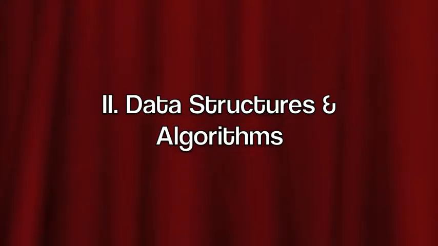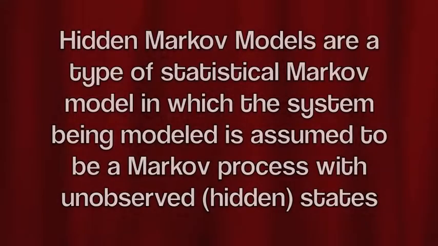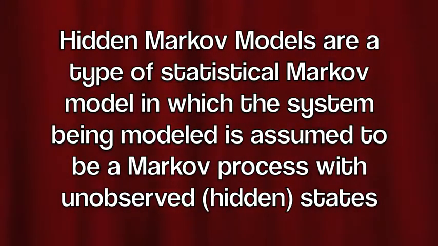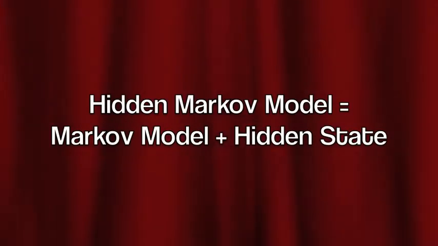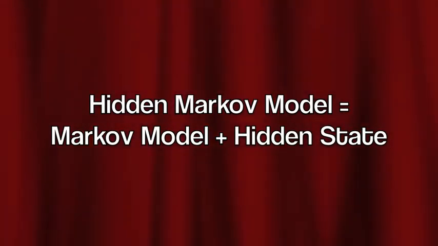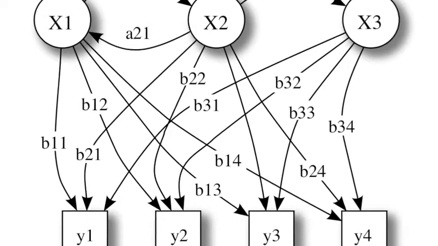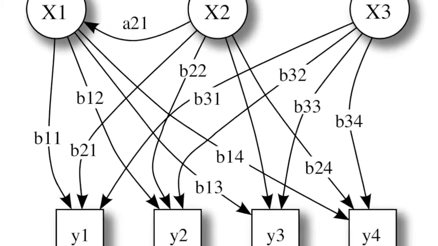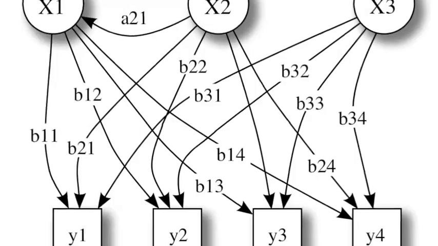So first, a little explanation about what our chosen data structure is, the hidden Markov model. Hidden Markov models are a type of statistical Markov model in which the system being modeled is assumed to be a Markov process with unobserved or hidden states. To break that definition down, we will firstly look at what a Markov model is, and secondly, what they mean by hidden states. In statistical terms, a Markov chain is a graphical model. So that's one that describes the relationship between nodes, which in this case are musical notes.